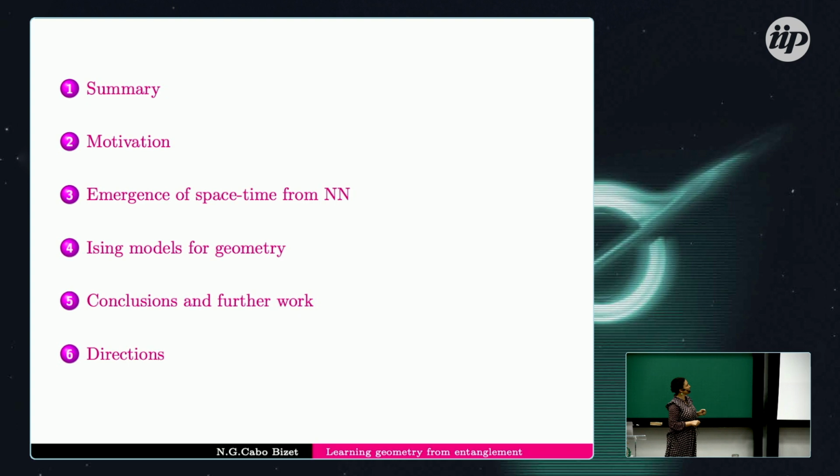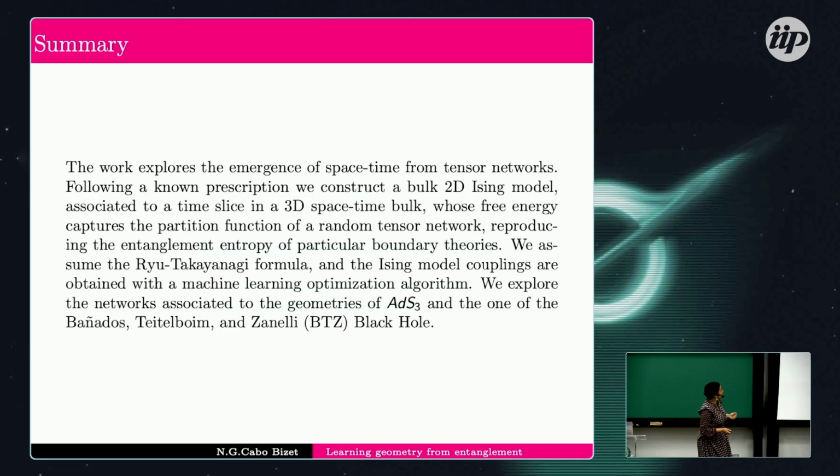I will start with a summary and motivation, talking about many things that I'm calling the emergence of space-time from neural networks, and then describe the Ising model, and present the conclusions and further directions.